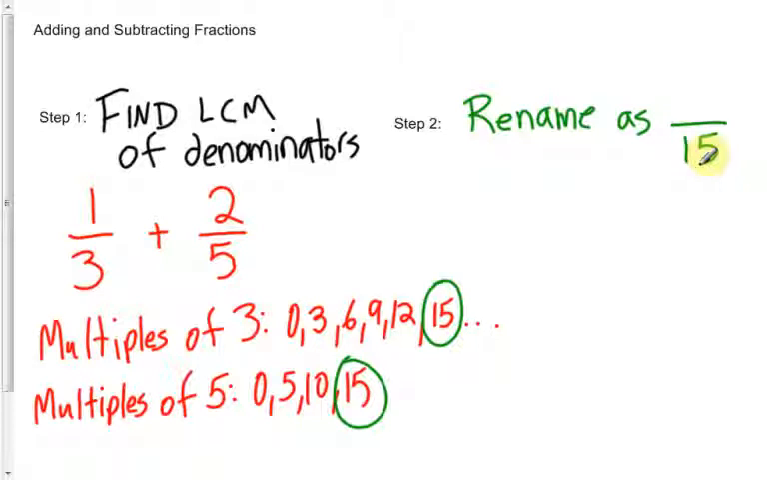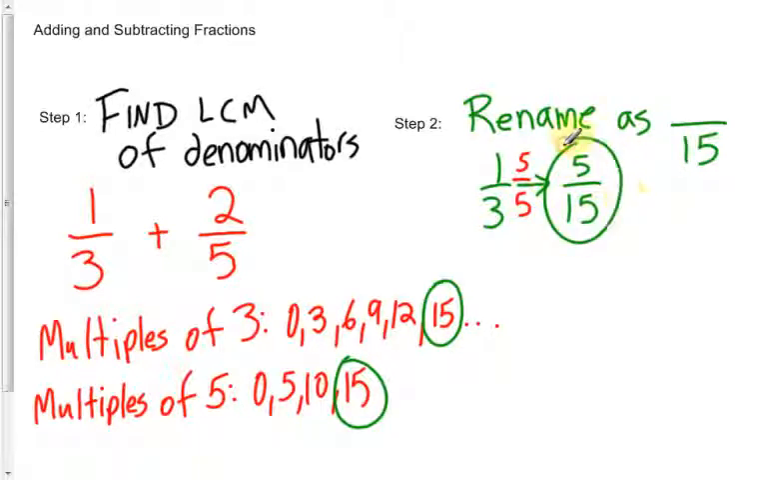So we have 1 over 3. I'm going to rename that as a 15th. And you can see, well, how would I do that? I would multiply it by 1 that looks like 5 over 5. 3 times 5 was 15. 1 times 5 is going to give us 5. And so that's our new 1/3 has been renamed 5/15.